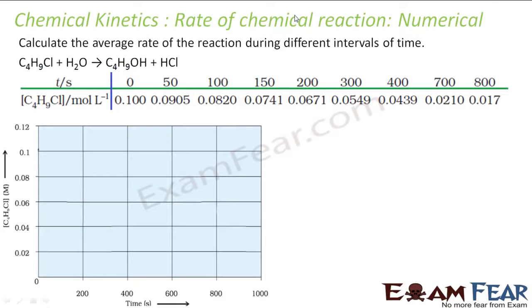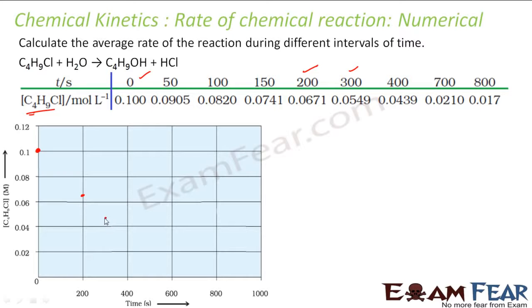Let's take this example. We have to find the average rate of reaction during the time interval. Butyl chloride reacts with water to give butyl alcohol and NaCl. The concentration of butyl chloride is given for given time intervals, so you can plot the graph also. At 0 the concentration was 0.1. At 50 it is 0.0905. At 200 it is 0.067. At 300 it is 0.05.